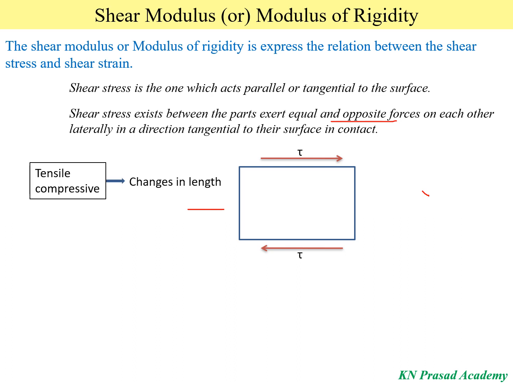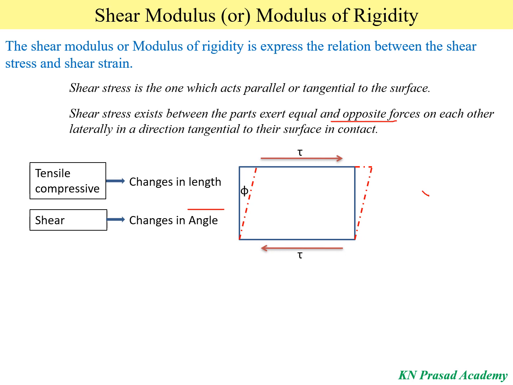So due to the direct stresses, which means tensile or compressive stresses, the body will deform. That deformation we call a change in length. Similarly here also, due to the shear stress, the body will undergo deformation. The deformation occurs in terms of a change in angle.